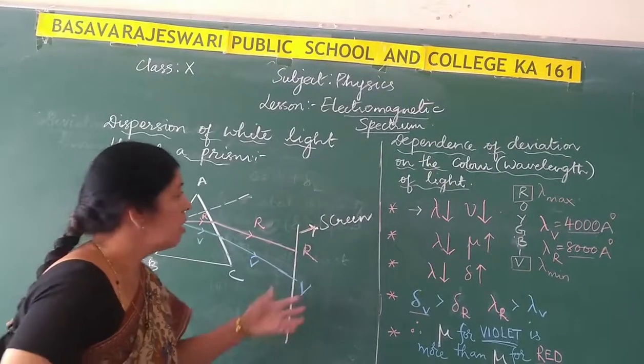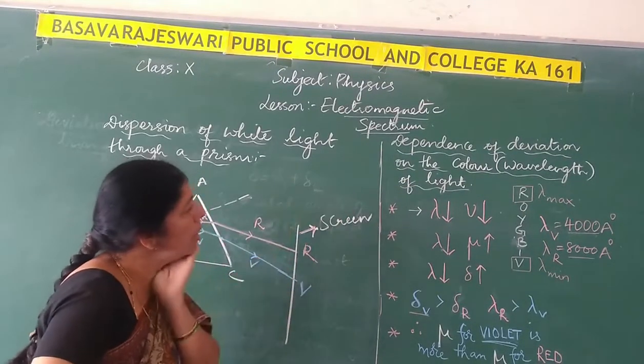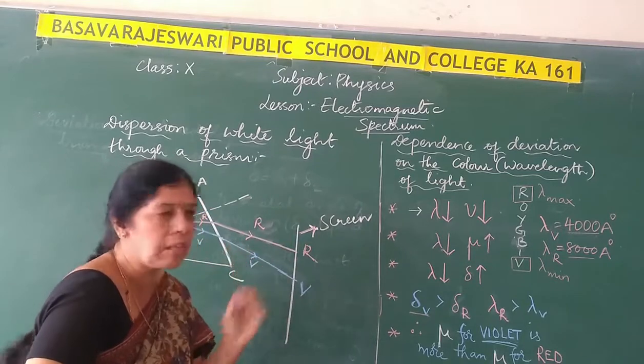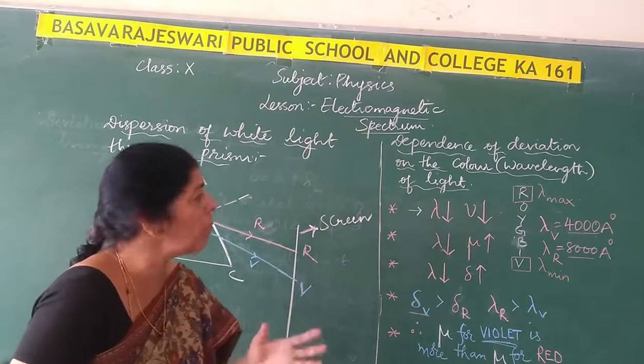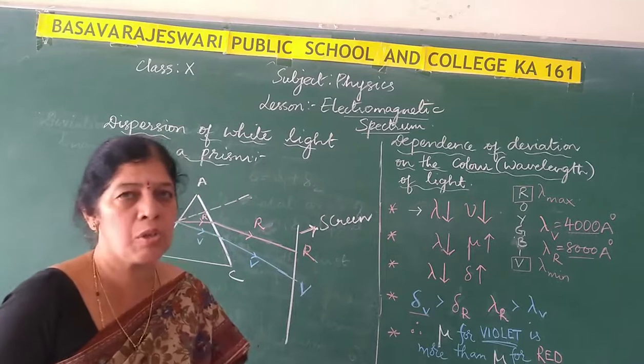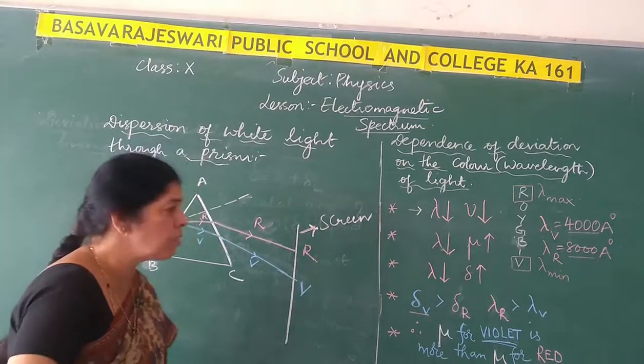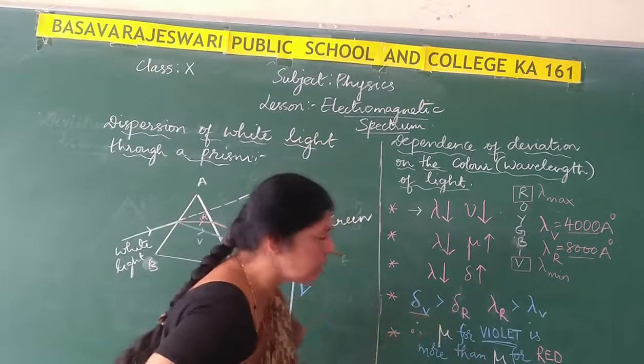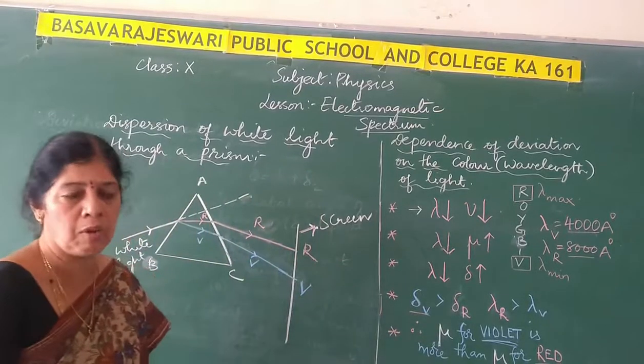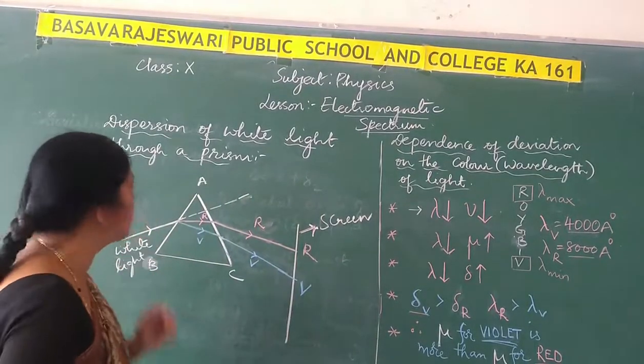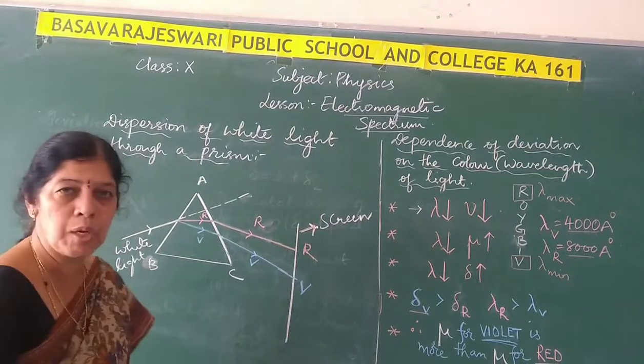Okay, children. So, we have learned about the dependence of deviation on the color of light. As the color changes, what happens to the deviation? The deviation also changes. It has been observed that the deviation of violet light is more when compared to the deviation for red light. Next, we have to study about dispersion of white light through a prism.